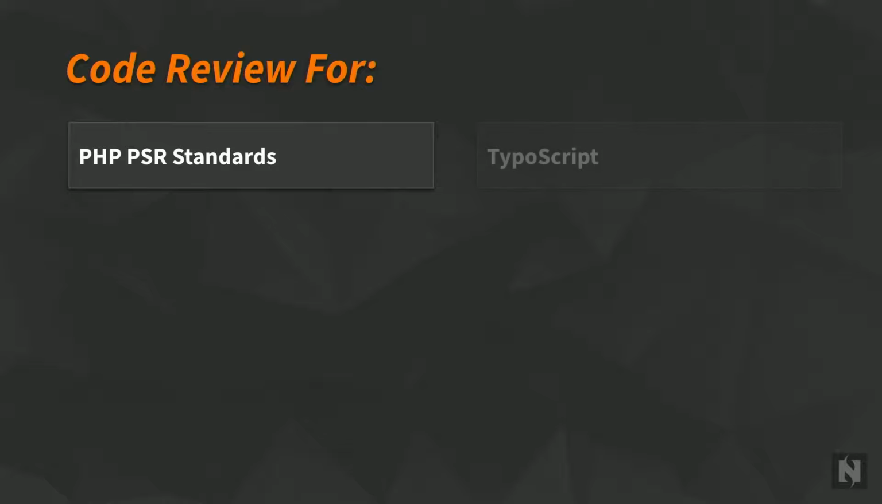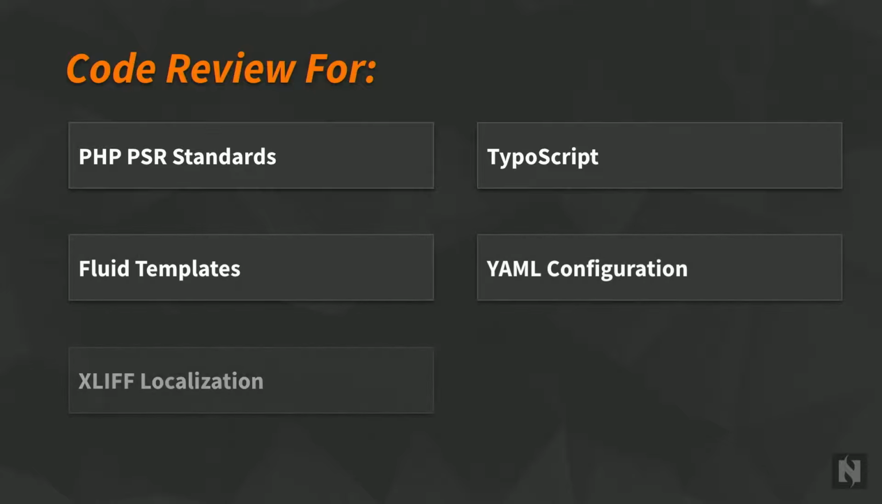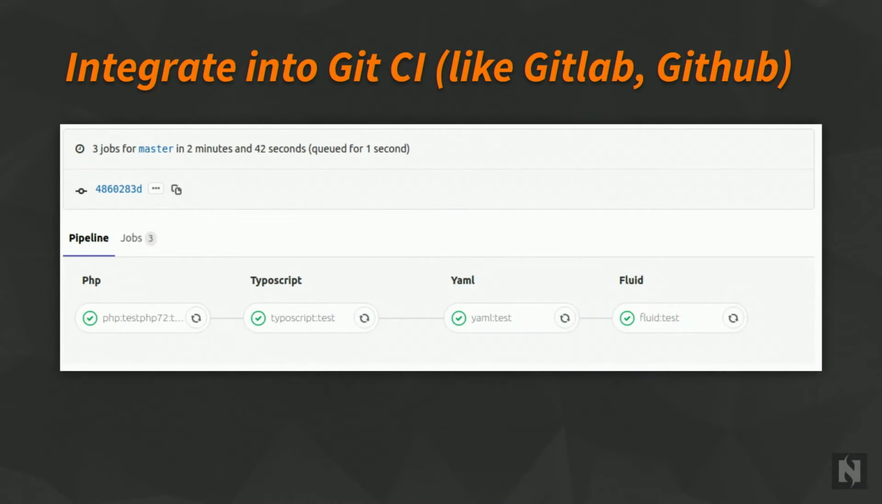Code review for PHP PSR standards, for TypoScript, for Fluid templates, for YML, and for XLIFF language files. I don't know if TYPO3 has any other things that need code review, but I think these are the five major ones. So imagine your code passes all the steps: PHP is great, TypoScript is great. With GitLab we just integrate this, and all the projects pass this way. People are happy, we have the standards, and it's really cool.